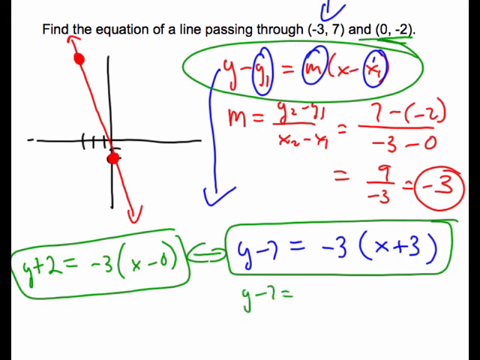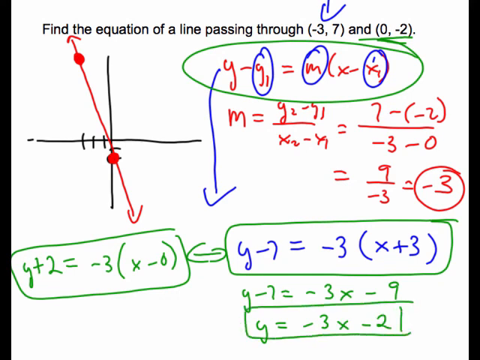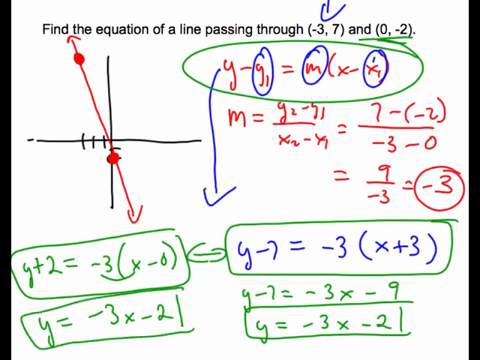So let's do this one first. Add 7 to both sides. I get the equation reducing to that. If I do the same thing over here, this is just negative 3x. Bring the 2 over. I get the same thing.